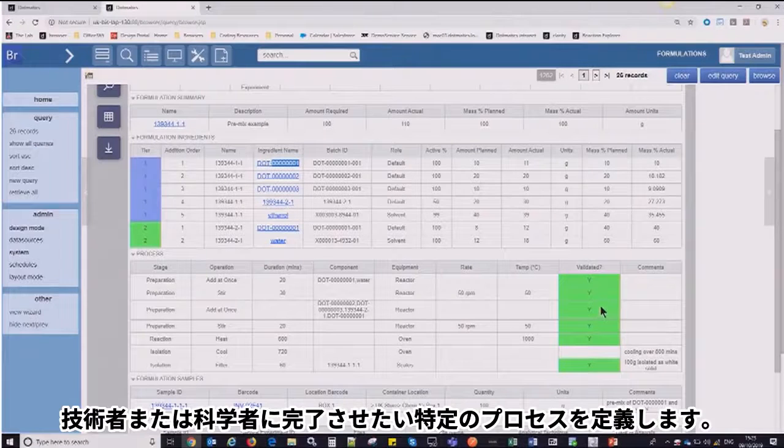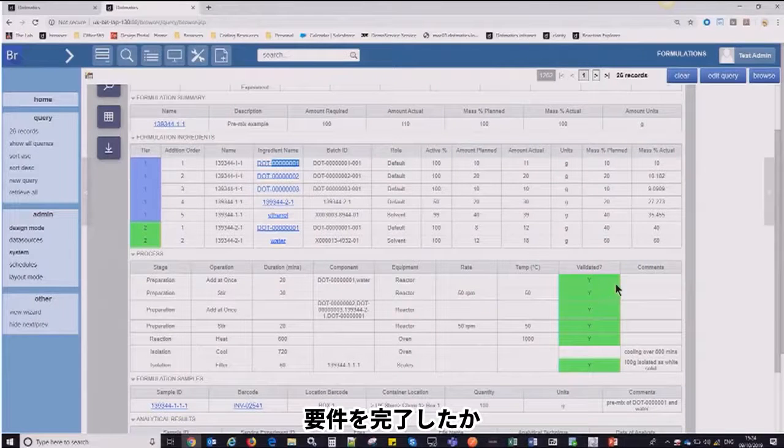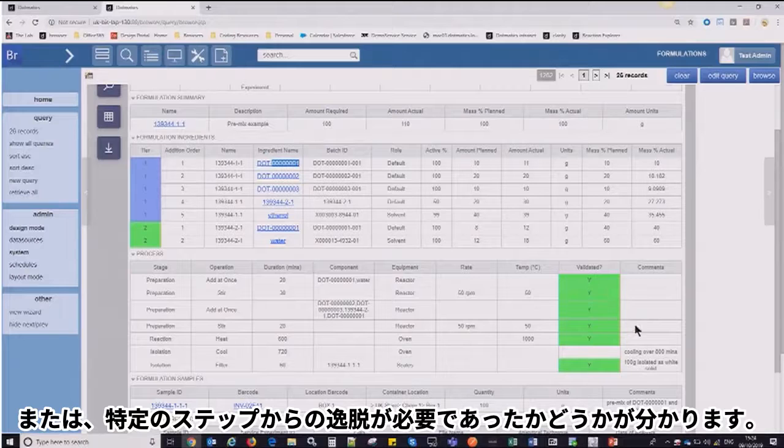So the use case here is that you may define a particular process that you'd like a technician or a scientist to complete, and then they can mark it off as completed as per the requirements, or whether there had to be a deviation from that particular step.